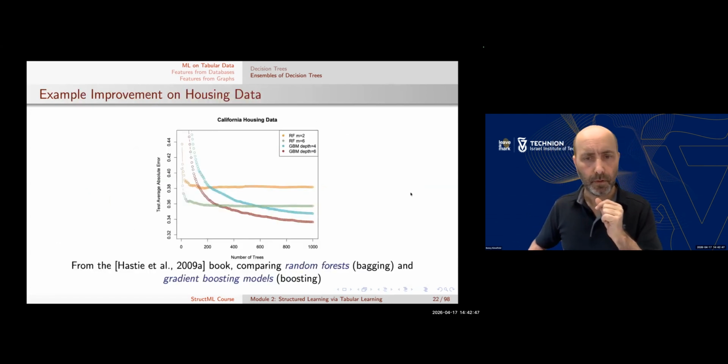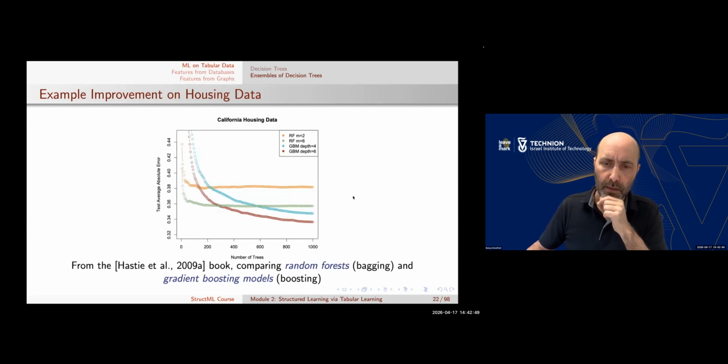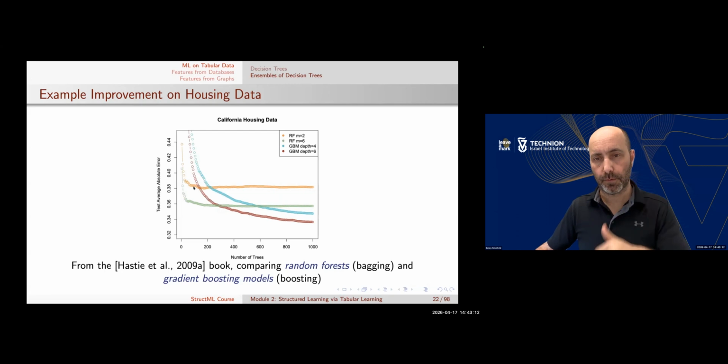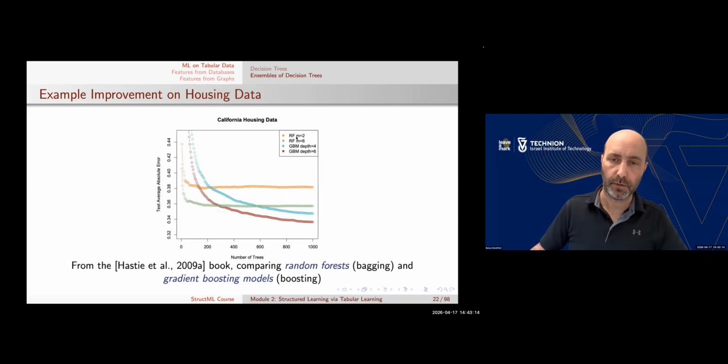Now, this is a typical chart that you can see in textbooks or in papers showing how the number of trees that you use in your ensemble improves or changes the accuracy of the model. So this is the error. Smaller is better, and we see here two different models, random forest and the GBM, that's a gradient boosting model. And you see that they come here in different configurations.